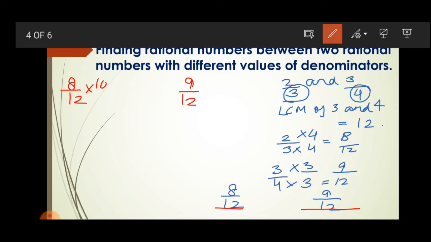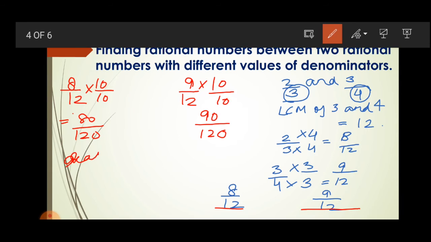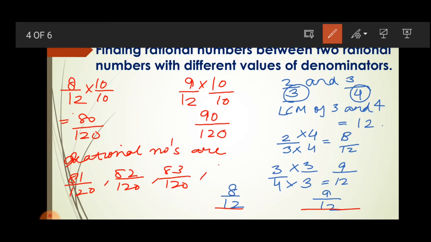So 8 into 10 is 80, 12 into 10 is 120. 9 into 10 is 90, 12 into 10 is 120. Now the rational numbers between 80 by 120 and 90 by 120 are 81 by 120, 82 by 120, 83 by 120, 84 by 120. We can find the rational numbers between 80 by 120 and 90 by 120 like this.